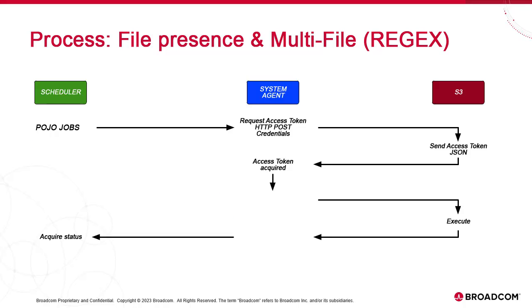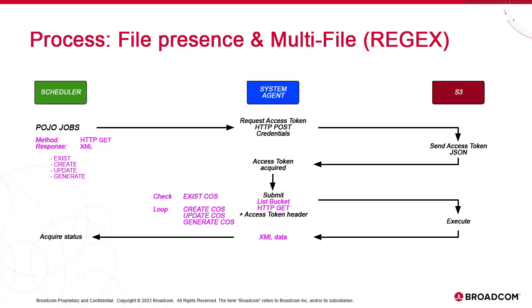Exist, create, update, and generate can also scan for multiple files based on regex. So if we're looking to satisfy the condition and allow the job to complete based on multiple files, we can use wildcards like .* and $? We perform a full GET request and use XML data produced by the request.